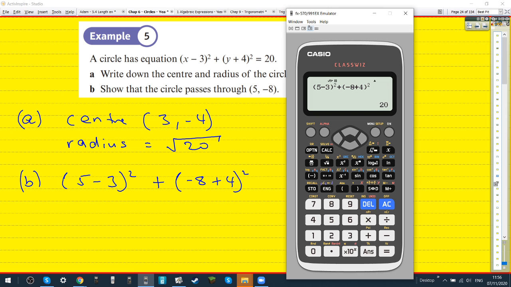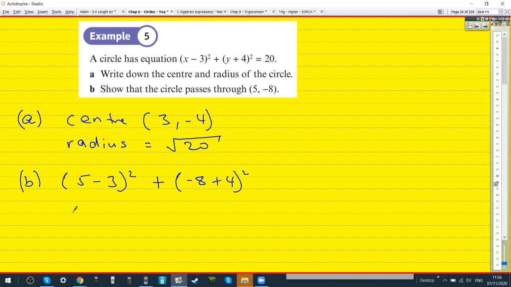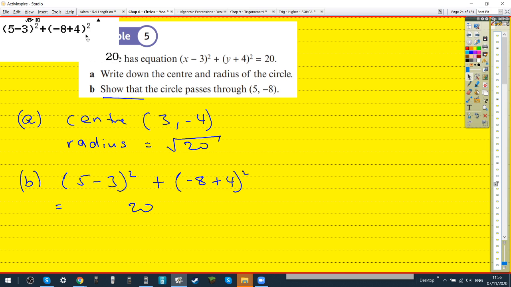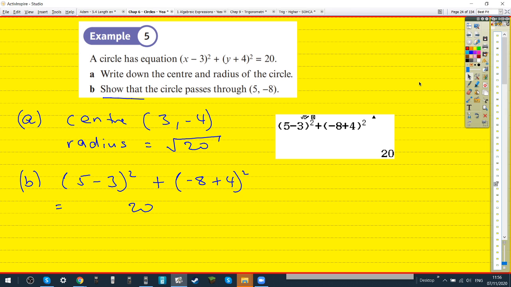So it'd be 4 add 16 equals 20. That equals 20. Show that question. So what's the last thing you have to say? Therefore, it's showing that the circle passes through 5, minus 8. Just copy paste. Great. Any questions there? Nope.